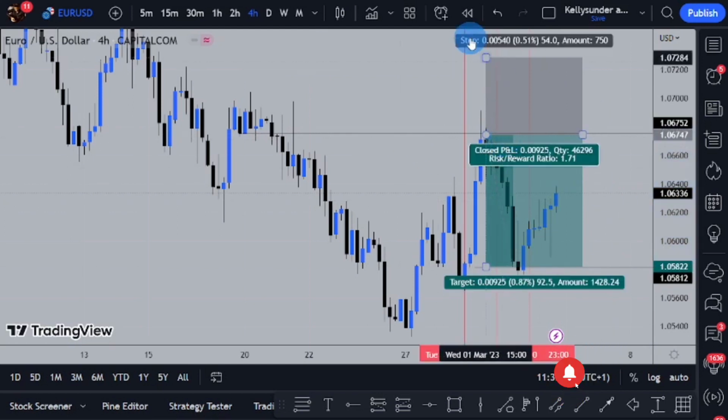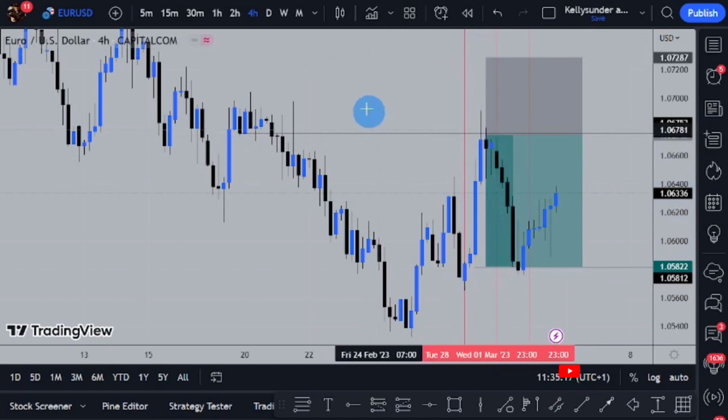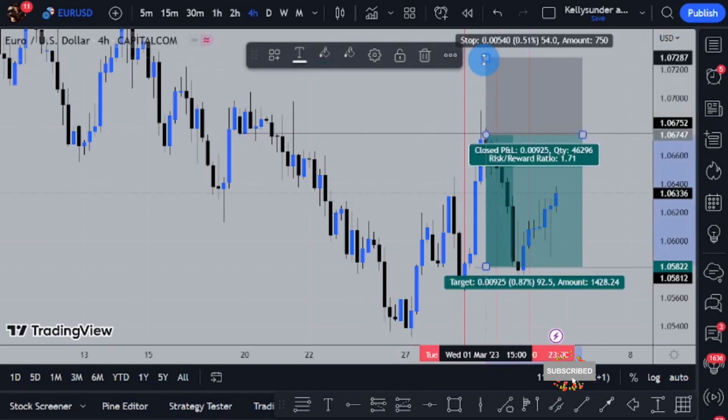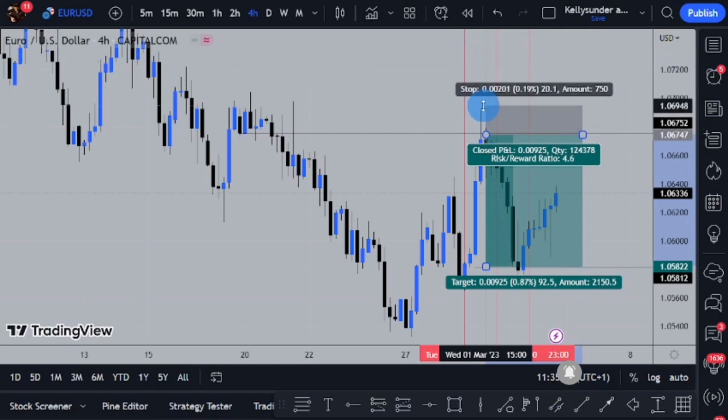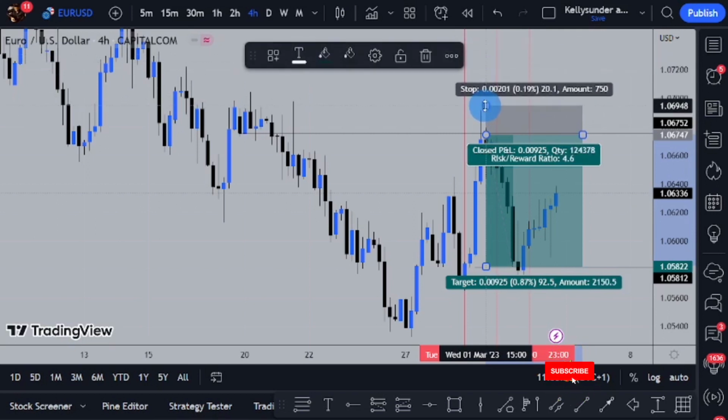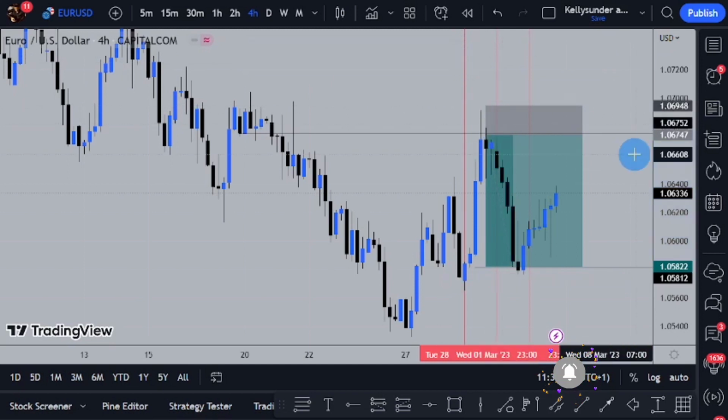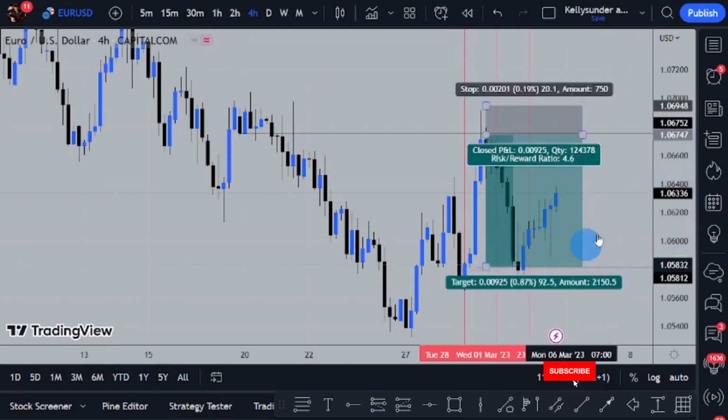Then I was not even risking much. My stop loss was here. So let's adjust that. This was where my stop loss was, just this highs. Okay, that was 20 pips to make 100 pips. That was 1:5, a 1:5 risk to reward ratio. So this was the trade.